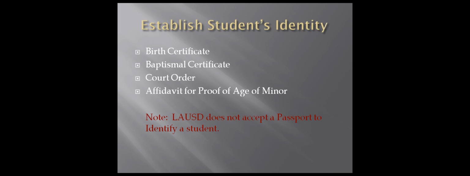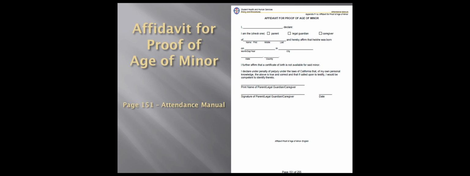We next need to establish the student's identity. You may establish the student's identity with a birth certificate, baptismal certificate, or a court order. LAUSD no longer accepts passports to establish a student's identity. If the parent or guardian does not possess proper documentation, you must allow them to submit an affidavit for proof of age of minor. This is a sample of the affidavit for proof of age of minor, and this can be located on page 151 of the attendance manual.